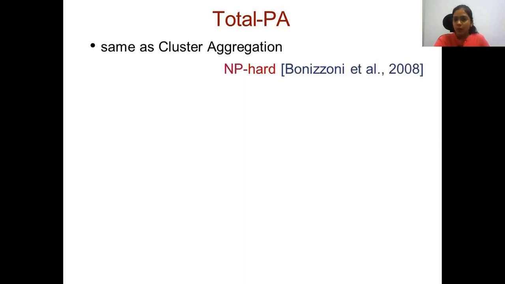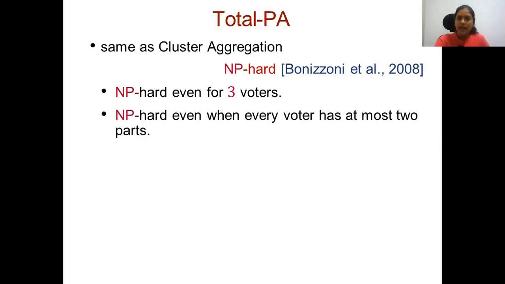Next, we'll quickly discuss the computational complexity of these problems. Total PA, we can see, is the same as the cluster aggregation problem, which is already known to be NP-hard. Using the same results, we have NP-hardness even for 3 voters, and NP-hardness even when every voter has at most 2 parts. So complexity questions are resolved due to the similarity of the problem with the cluster aggregation problem.